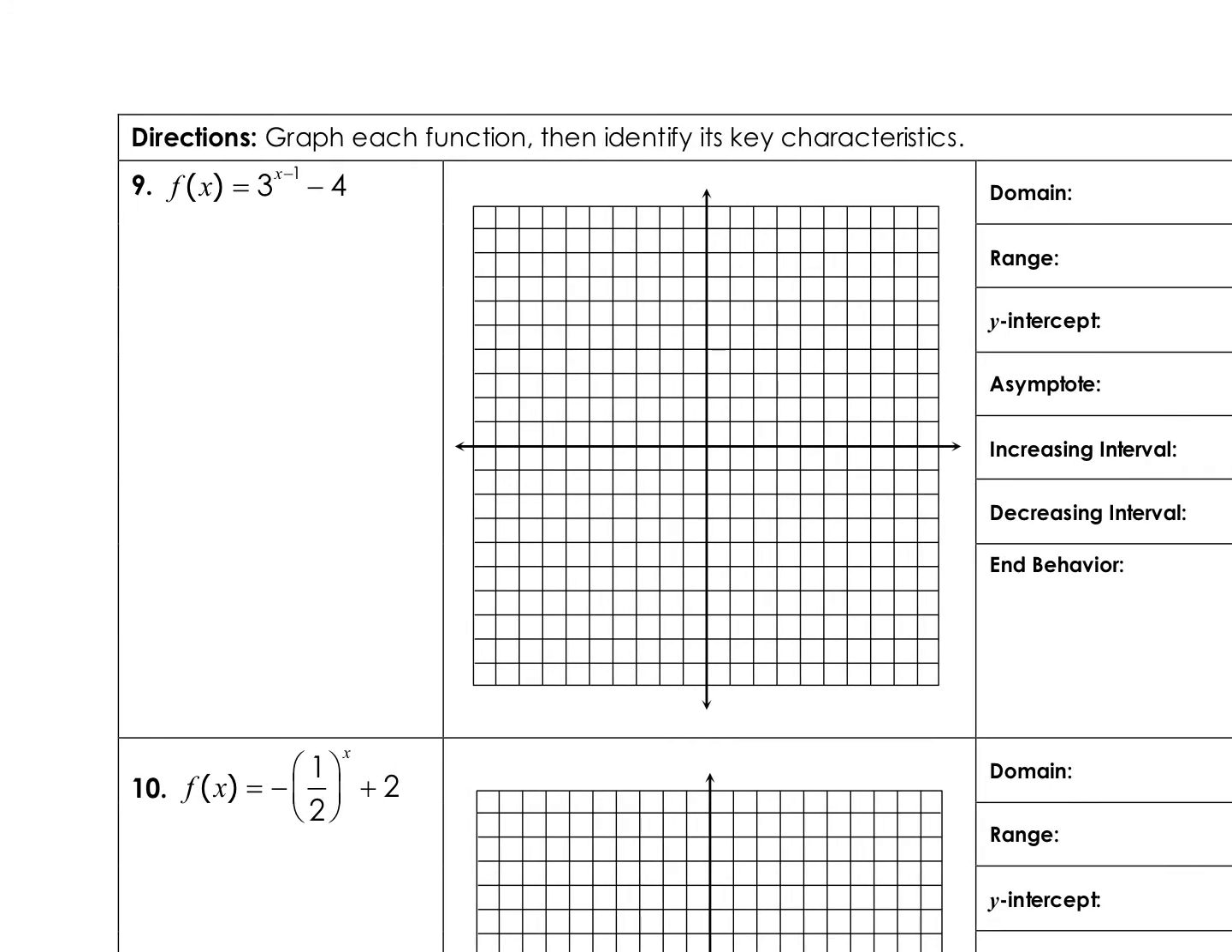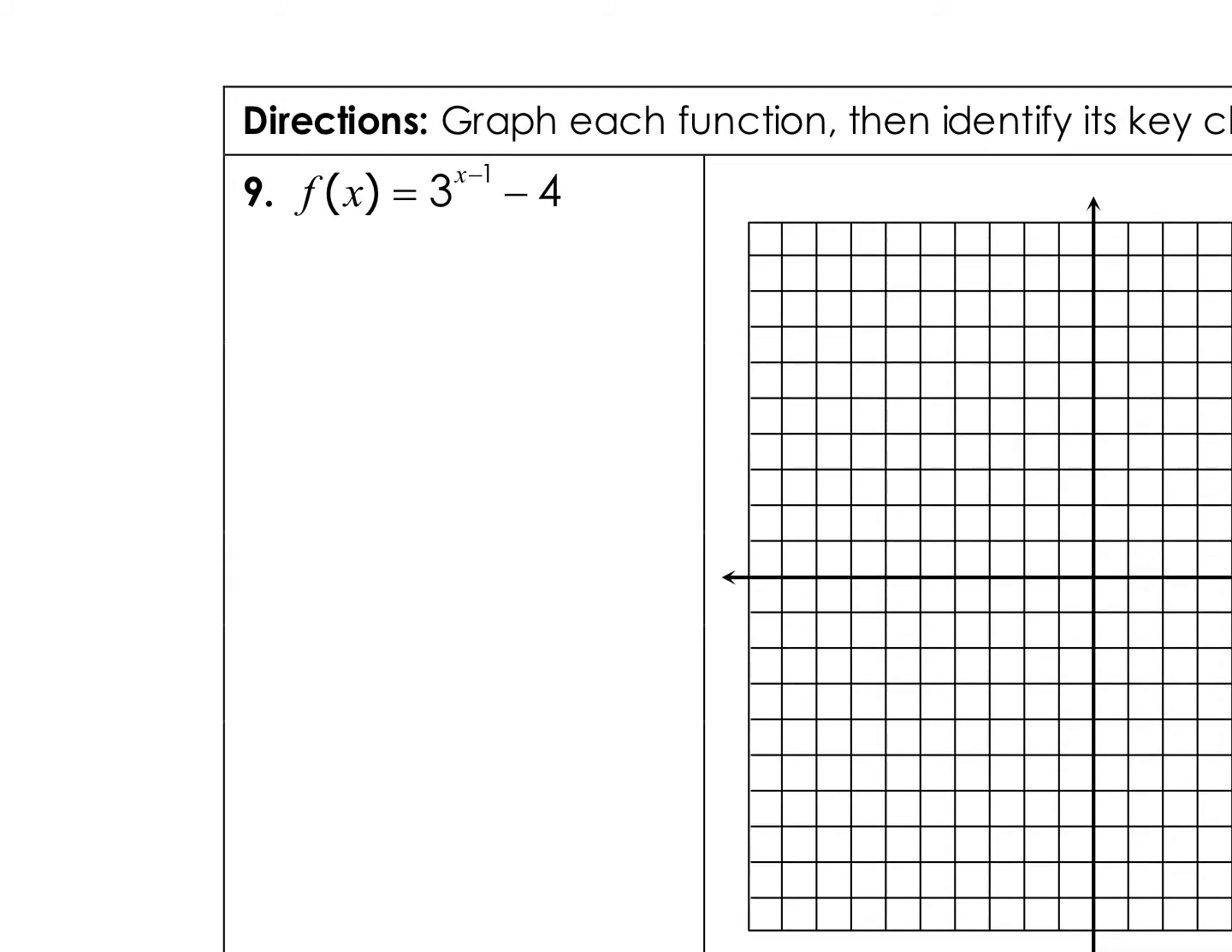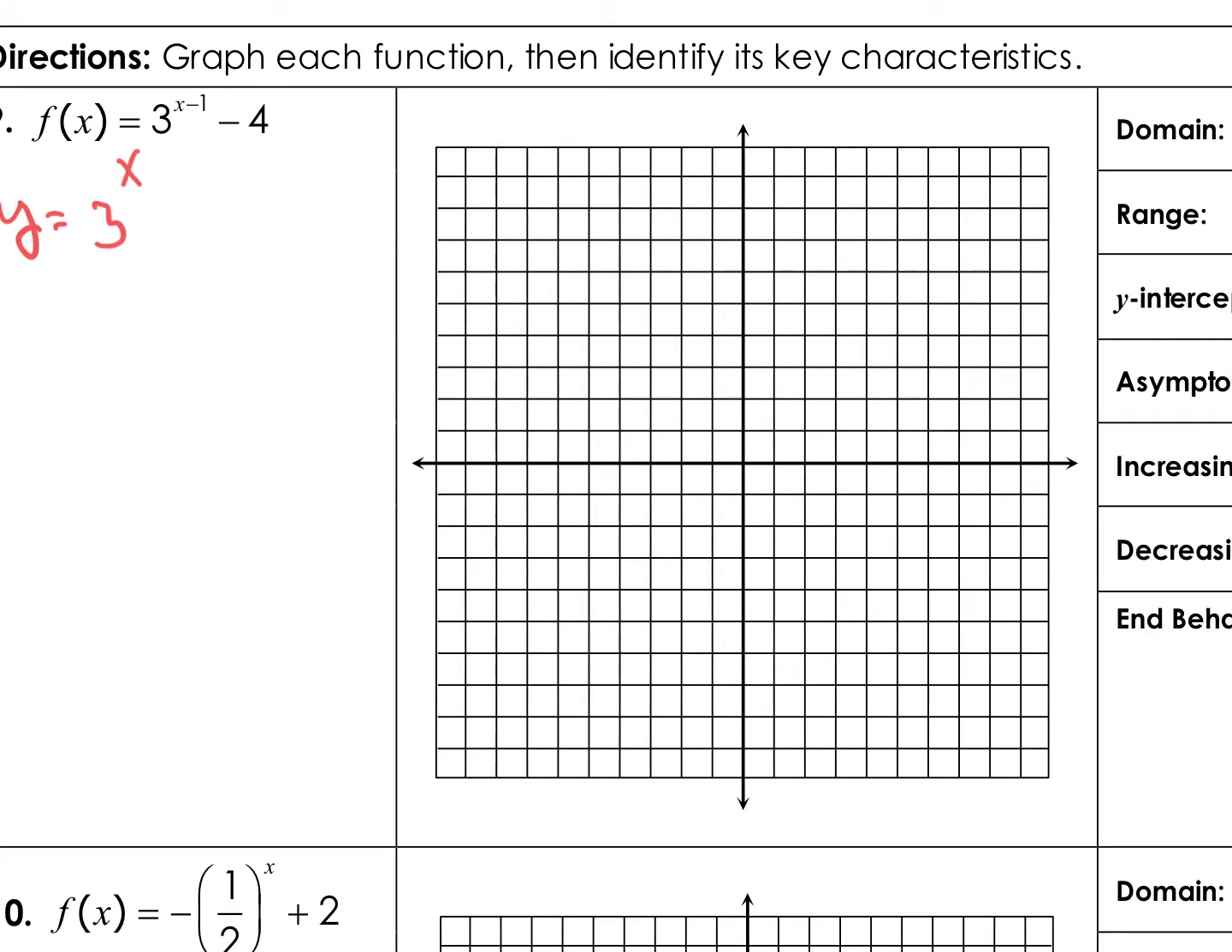All right, graph each function and identify the characteristics. What I like to do is do a rough graph of the parent. So my parent will be y is 3 to the x. Let me just do that in red. 3 to the x has to be a growth going through 0, 1. So there it is. Close enough. It's just a rough graph, okay?